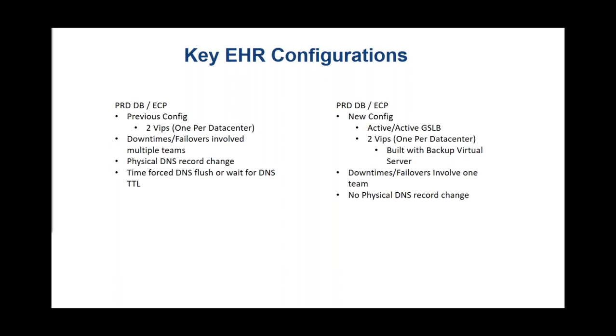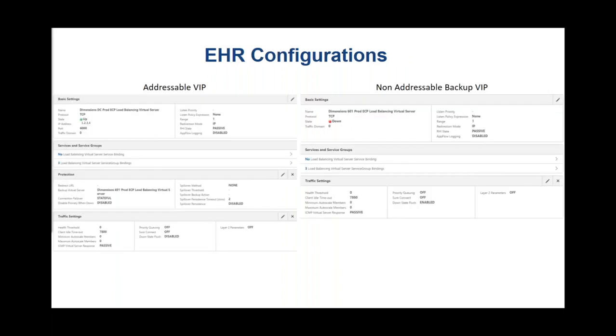With the active-active GSLB, if we lose connection to one particular data center, users are still going to continue to work because they'll continue to hit the other active data center and get their connections as needed.